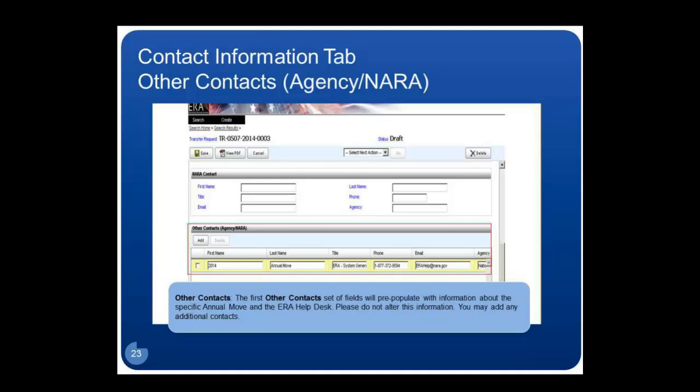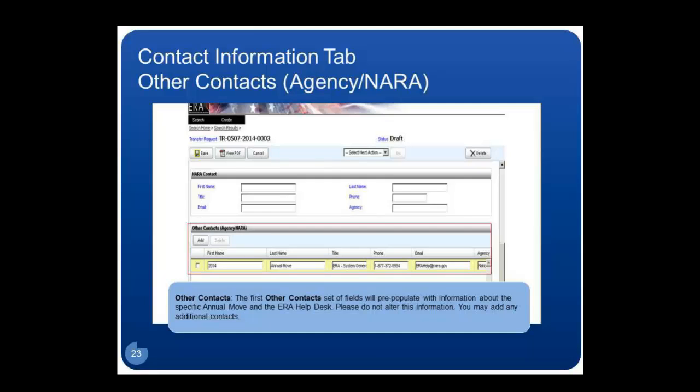Another thing we do not want you to bother, do not touch: this is an other contacts field where we have auto-loaded for you and us the information about what annual move this was, the date of the annual move, that it's an annual move. Here is a piece of information about the fact that this is a system-generated transfer request. That can be an important piece of information. This is the phone number of the ERA help desk. So if you're in the TR and something's gone really wonky and it keeps crashing or it won't save, you've got the ERA help desk phone number right in front of you, as well as their email address, okay?